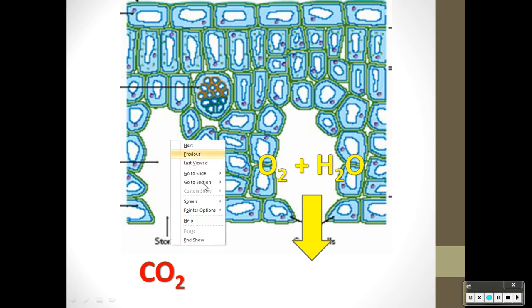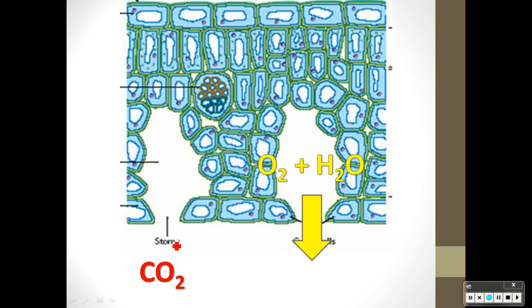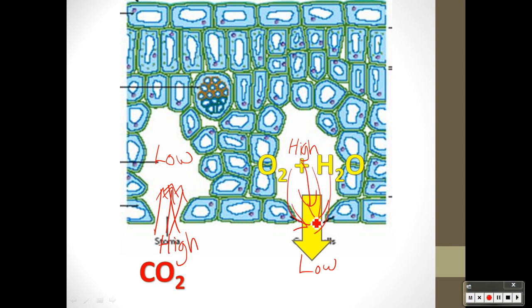a high concentration outside and a low concentration inside. If we keep that nice and high and we keep this nice and low, diffusion will always move the CO2 in. And the same thing with the oxygen, the O2. If we keep the oxygen high on the inside and it stays low on the outside, the plant can't control outside, but it can control inside. We can continuously force diffusion to take place.